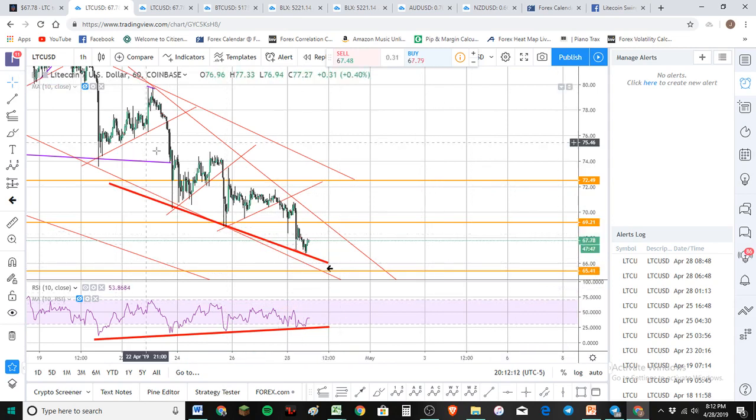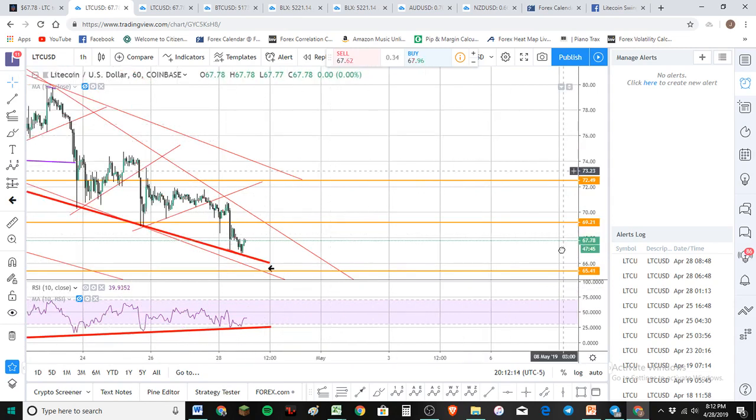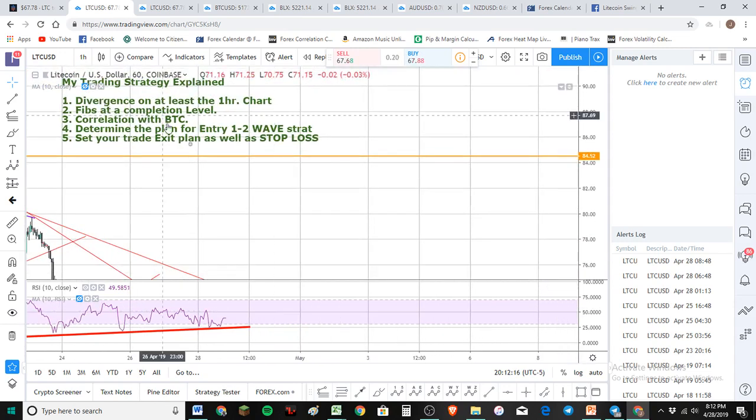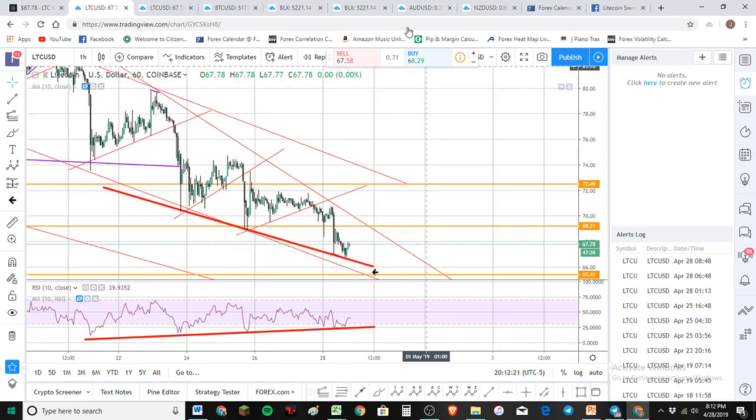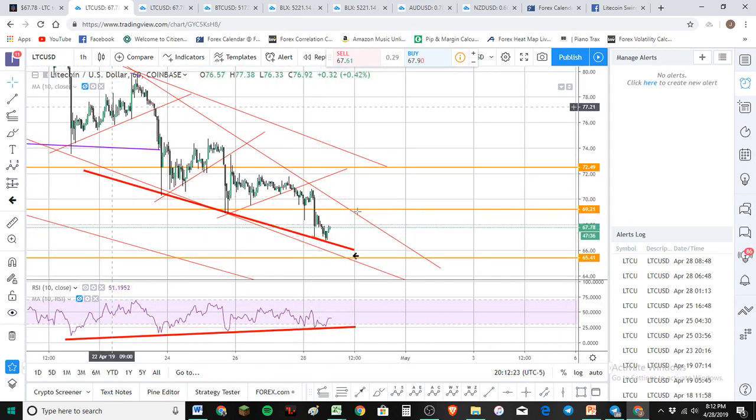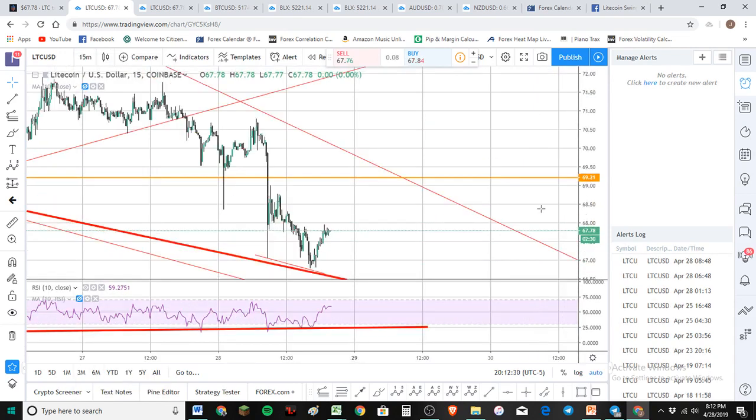Okay, so there's our trade strategy. Right here, we've determined our plan. We need to determine our plan with our 1-2 wave strategy. So let's look at that. If this is the bottom here, I need to expect that this wave right here should be 5 waves. I can't count it in this time frame, so let's go to the 15-minute chart and see if I can count it in that time frame.